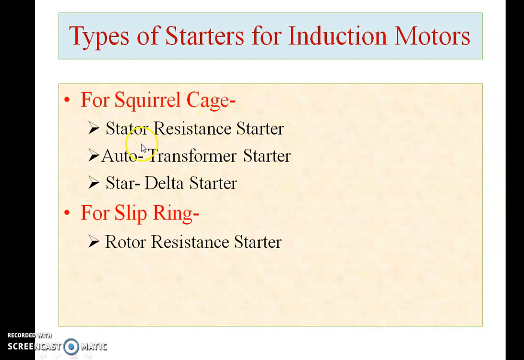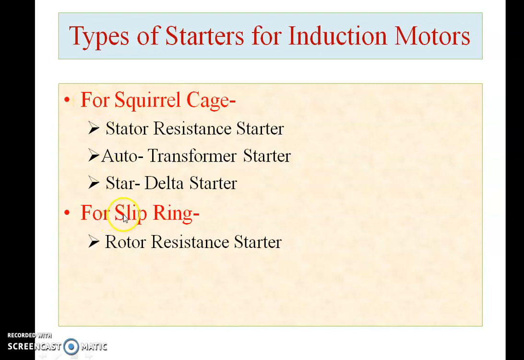So the second one is nothing but an auto transformer starter, and the third one is related to the star delta starter. Maybe you have seen or heard about this star delta starter, because right now it is mostly used in different applications. These three types of starters are basically used only for the squirrel cage induction motor, because the squirrel cage induction motor doesn't have any type of rotor winding.